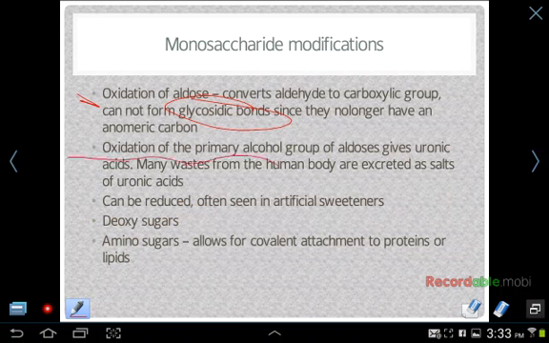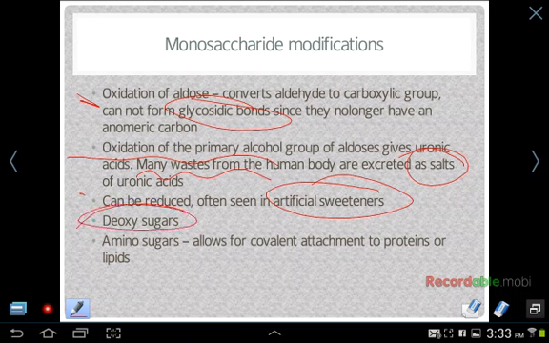Also, you can get oxidation of the primary alcohol group of aldoses, which gives uronic acids. Uronic acids are often coupled with the waste from the human body to make it more water soluble, usually interacting as a salt form. They can be reduced, and these reduced monosaccharides are often seen in artificial sweeteners. Deoxy sugars are commonly seen, especially deoxyribose, where one of the alcohol groups gets removed. Also, amino sugars, you can add an amine group to these sugars, which then allows for covalent attachment to proteins or lipids to form those glycolipids or glycoproteins.